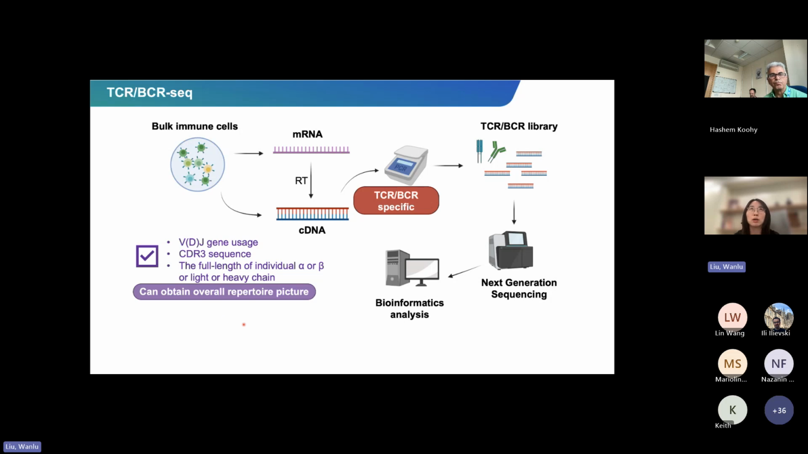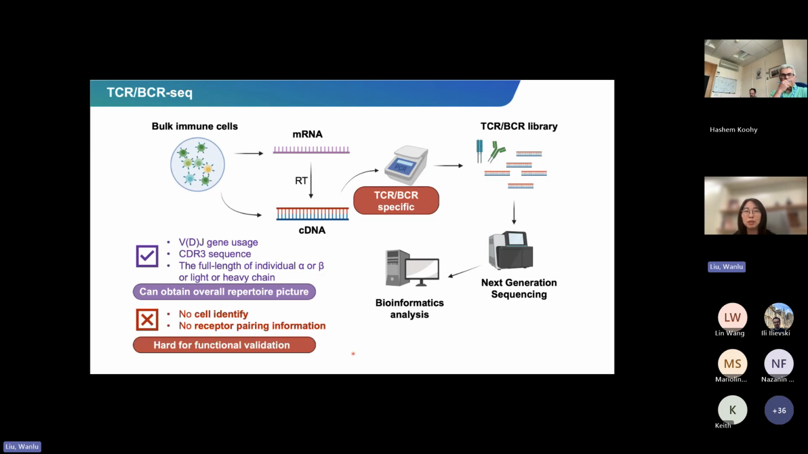The good thing about bulk TCR and BCR-seq is that it can give us the VDJ gene usage and the CDR sequence, which is the region that directly recognizes the antigen peptide. And it can also give us the full length of individual alpha chains or beta chains for TCR, or light chains or heavy chains for BCR.